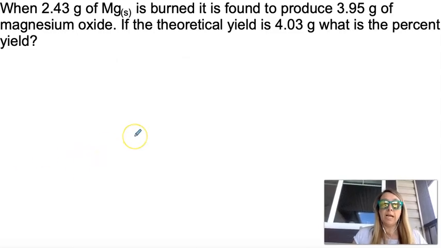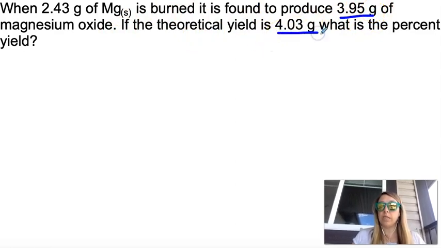Okay, so let's look at some examples. When 2.43 grams of magnesium is burnt, burning magnesium is always fun. Don't recommend you do this at home, but you can definitely go watch a YouTube video if you've never seen it. It makes a really bright white light. So it's burned and is found to produce 3.95 grams of magnesium oxide. So this is how much I got from my experiment. Okay, it told me that we produced 3.95 grams of magnesium oxide. Here, it's telling me what the theoretical yield is.